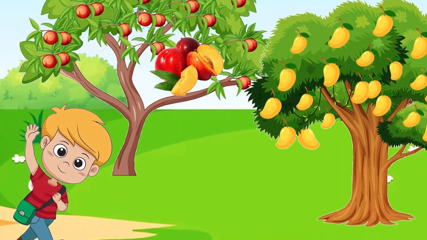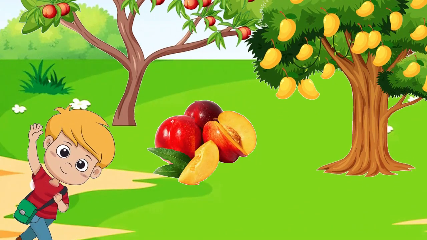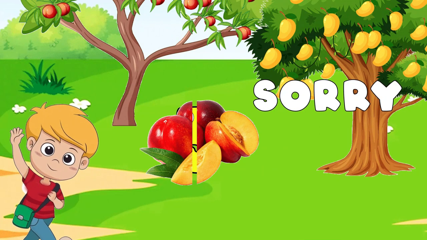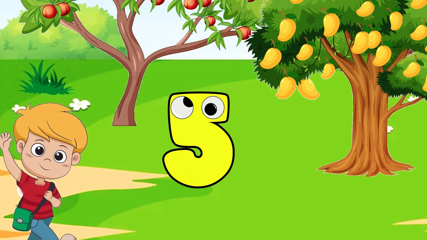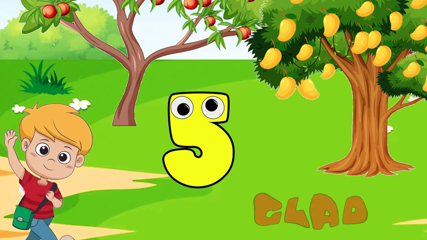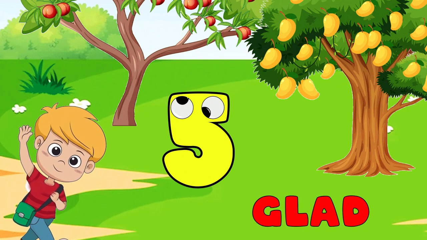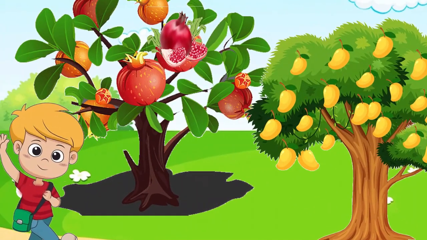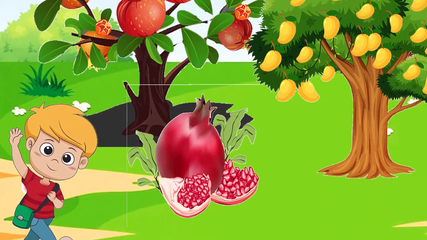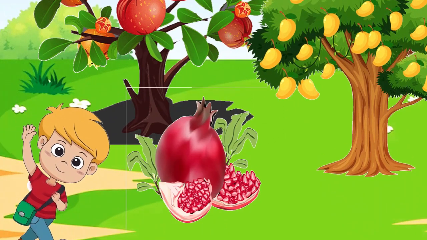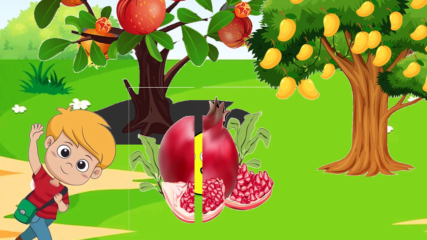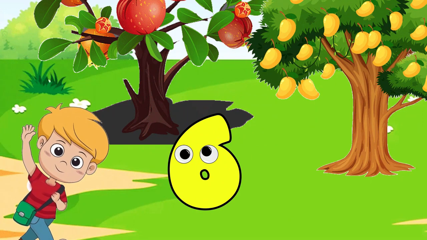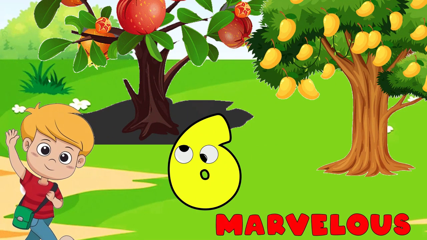Nectarine. Nectarine fall from the tree. Nectarine is broke. Sorry. There is five in the nectarine. Glad. Pomegranate. Pomegranate fall from the tree. Pomegranate is broke. It's weepy. There is six in the pomegranate. Marvelous.